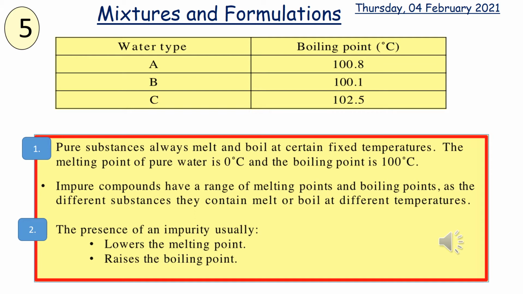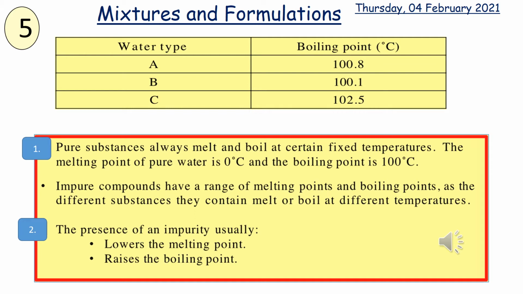So by looking at this data, obviously water types A, B and C are not pure because they have a higher boiling point than pure water. For example, water type A has a boiling point of 100.8 degrees Celsius, B 100.1 and C is 102.5 degrees Celsius. So that means impure compounds have a range of melting points and boiling points, as the different substances that they contain melt or boil at different temperatures.